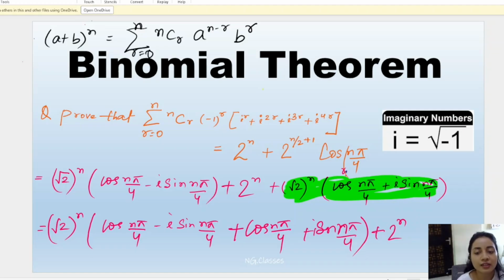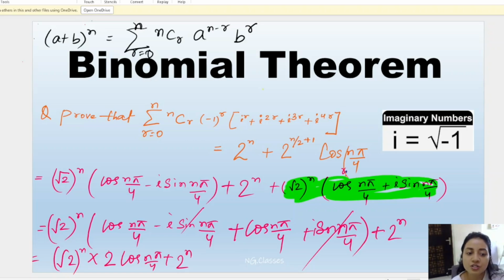Now here we can clearly see i sin n pi by 4. One is negative, another is positive, so they will cancel out each other, and we are going to have root 2 to the power n. Two times we are having cos n pi by 4 plus cos n pi by 4, which is nothing but 2 times cos n pi by 4. And yes, this 2 to the power n is still there.